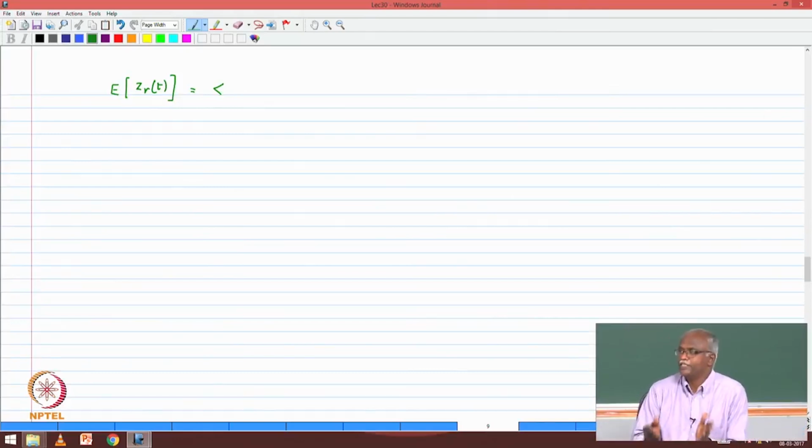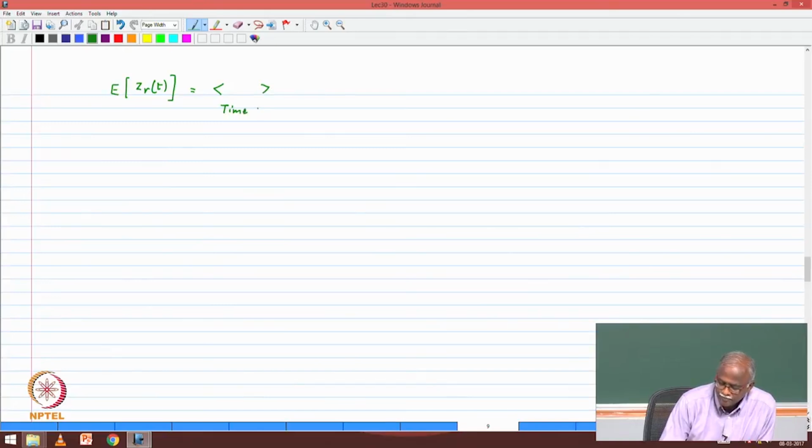So the first task that we have is to answer this question: is it zero mean? So expected value of ZR of t, and as in many stochastic systems, we will replace the expected value with a time average. If you can show that the time average satisfies the property, then the process that you are working with satisfies the property. So the first task for us is to look at the time average of ZR of t. Does that go to 0?